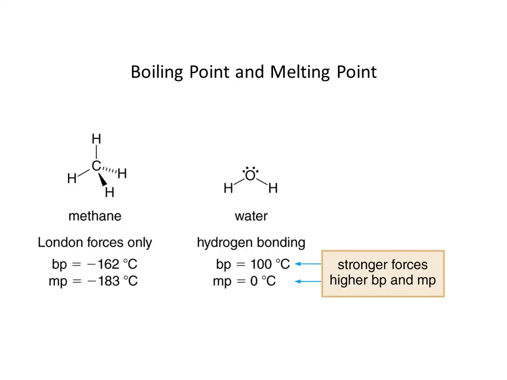Here's an example. These two molecules have about the same molar mass. Methane has a molar mass of 16. Water has a molar mass of 18. They're essentially very close to each other, so the dispersion forces are about the same. However, water can hydrogen bond, so we see that its boiling point is much higher than that of methane. Also, its melting point is much higher than that of methane. That intermolecular attractive force being very large causes the melting point and boiling point to be very large.